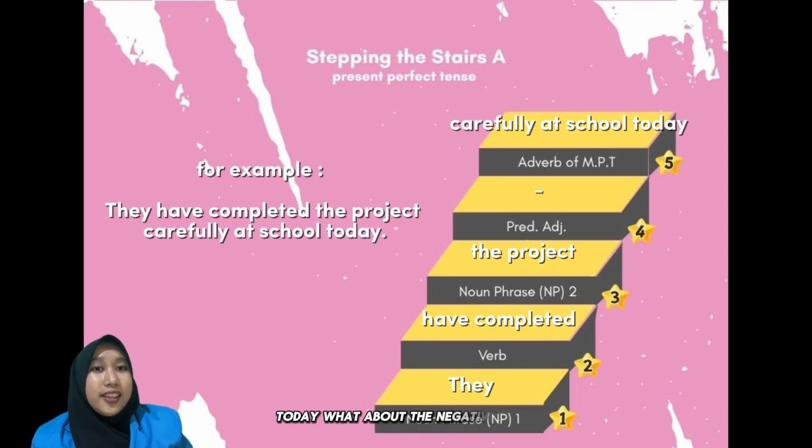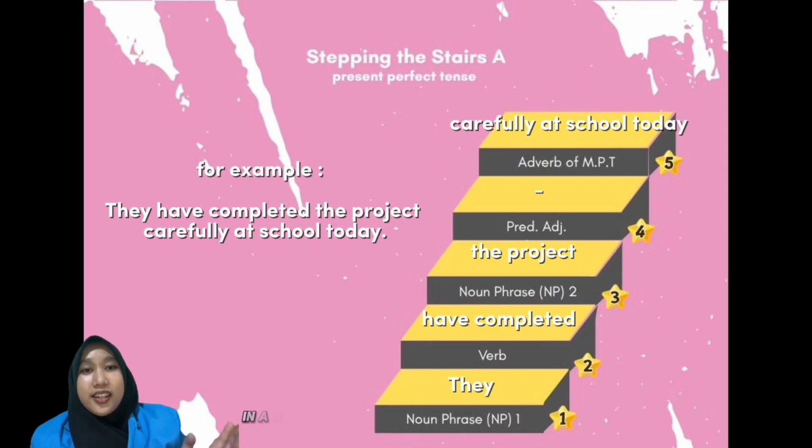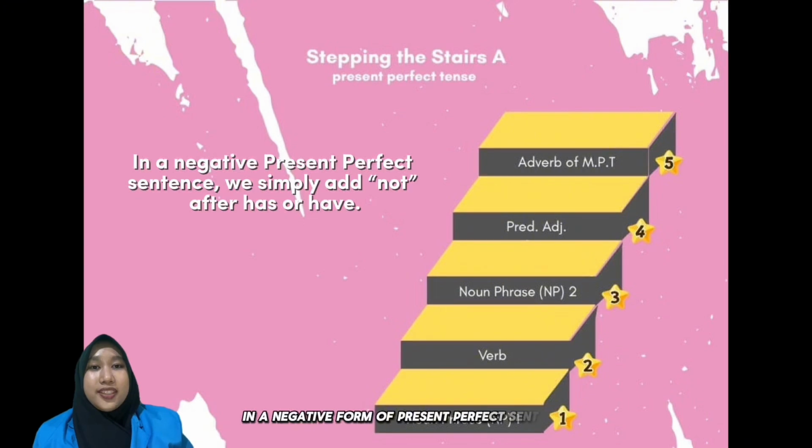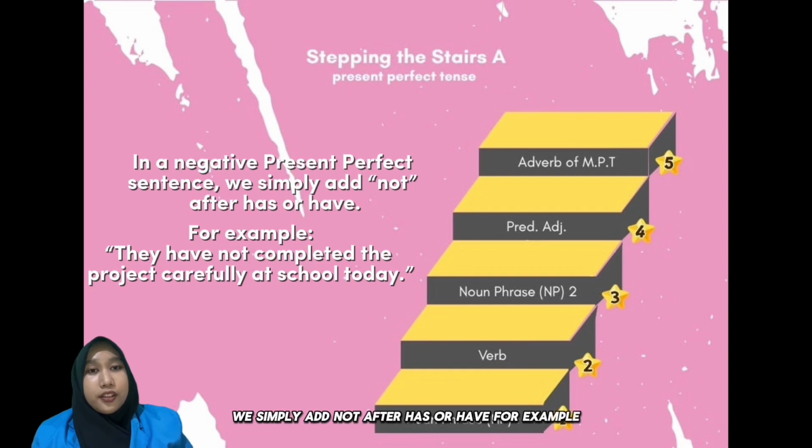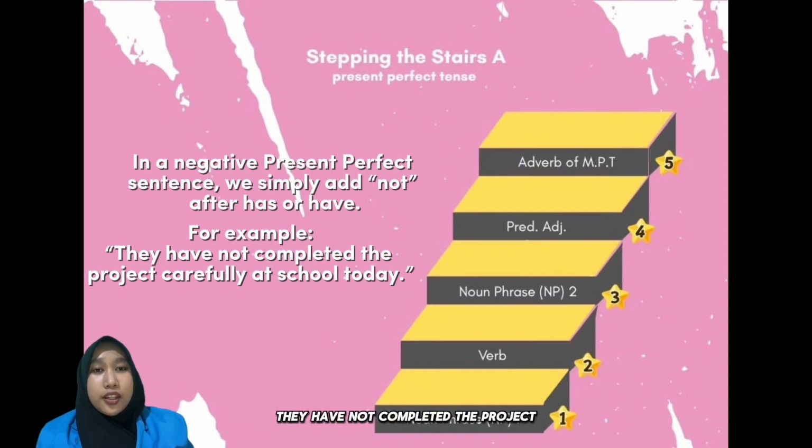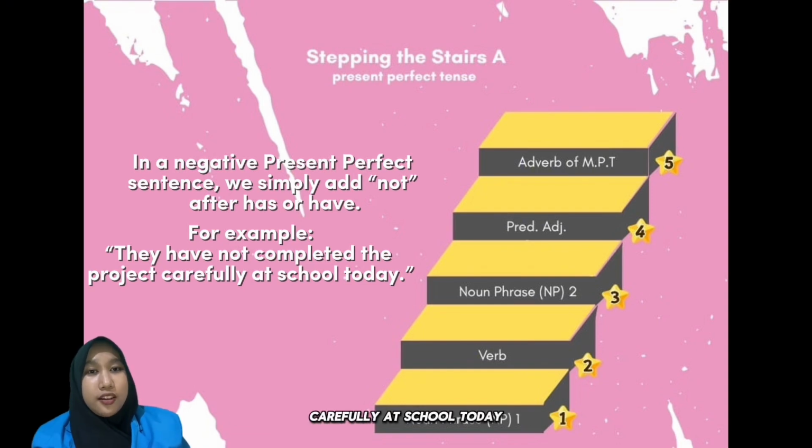What about the negative form? In a negative form of present perfect sentence, we simply add not after has or have. For example, they have not completed the project carefully at school today. This means that the project is still not done at this moment.